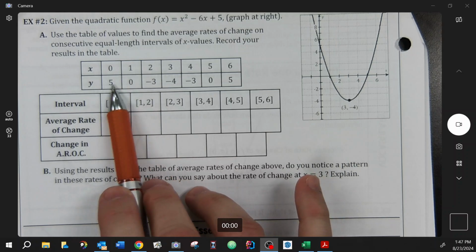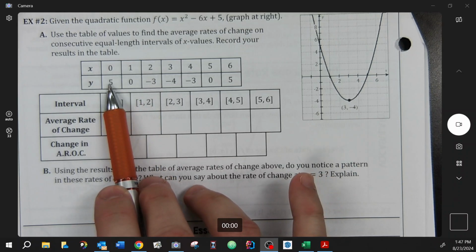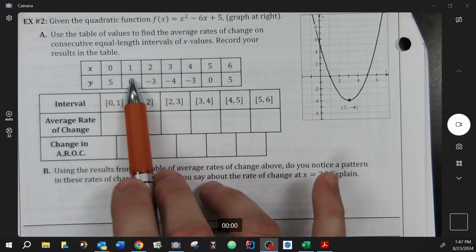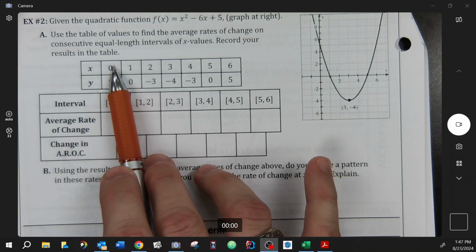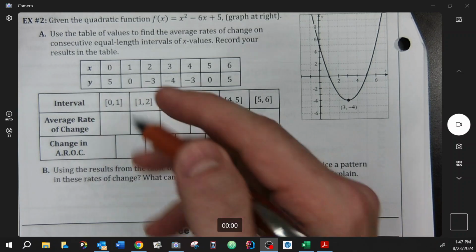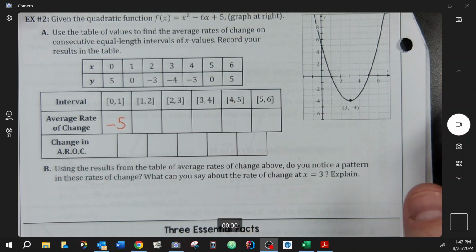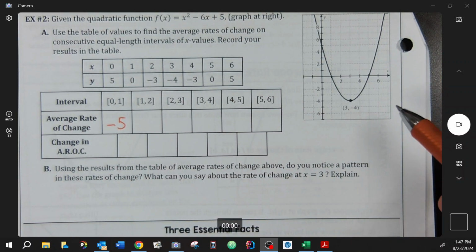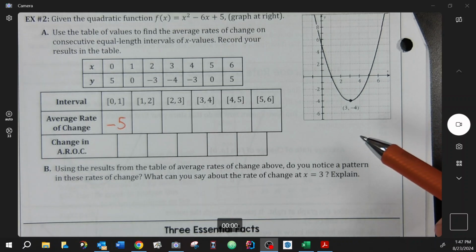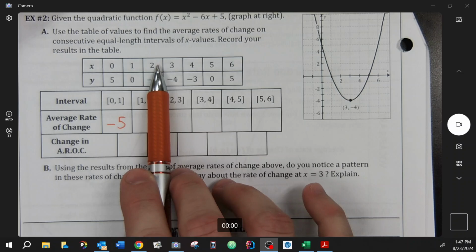So let's find the slope between these 2 points. y2 minus y1 gets me 0 minus 5 over x2 minus x1. So 0 minus 5 over 1 minus 0. Negative 5 over 1. Now we're not going to let the size of the interval change. We're just going to move to the next interval of x's. Now we're going to look from 1 to 2.